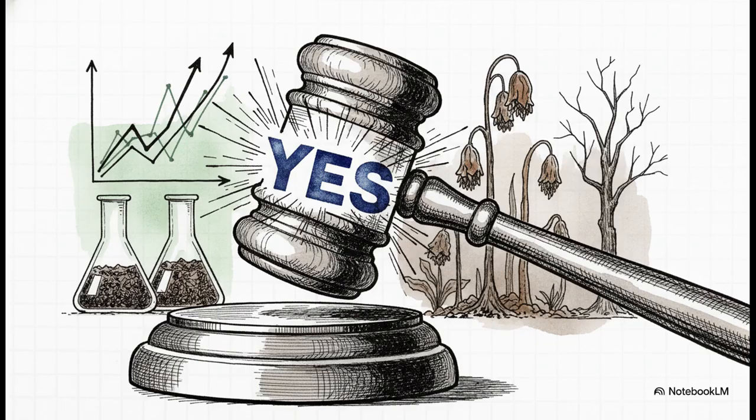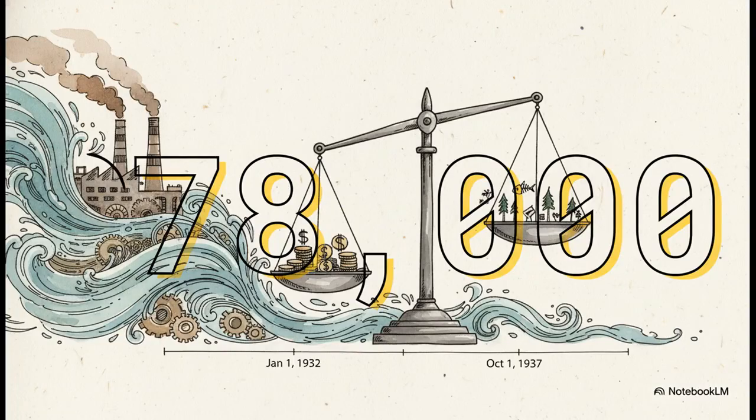So with that settled, it was time to answer the next part. What's the price tag? The number they landed on was $78,000. That was the final bill for all damages over a period of almost 6 years. But, in law, the number is only half the story. The really interesting part is how they got there.